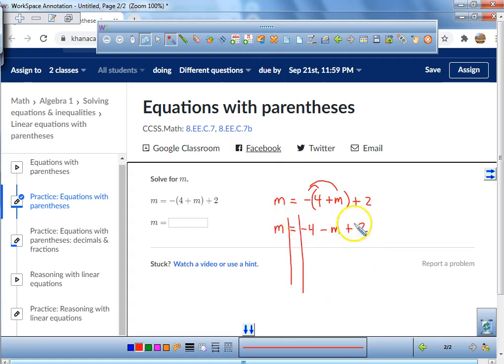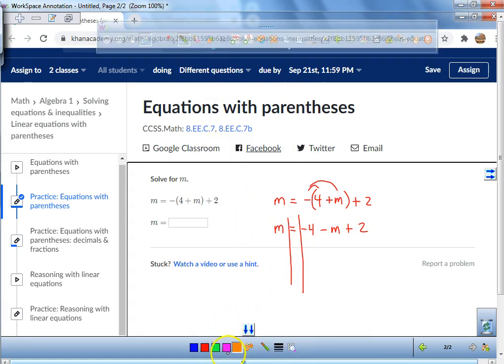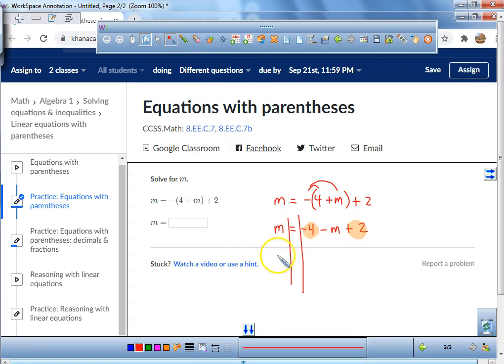That's better. All right. So now we've got to scan here, and we've got to add some like terms together. So you just have to look for terms that you can actually add. And I've got a negative 4 that I can add, and I've got a 2 that I can add. So I can combine those. All right, so I have m equals negative 4 plus a 2 is negative 2 minus an m.